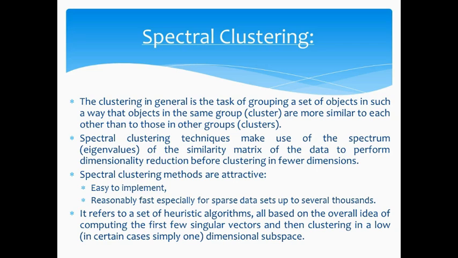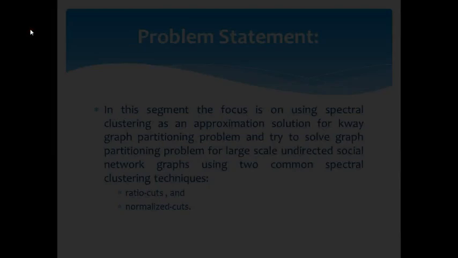Spectral clustering techniques in particular make use of the spectrum, or the eigenvalues, of the similarity matrix of the data to perform dimensionality reduction before clustering them into fewer dimensions. These methods are very attractive nowadays because they're very easy to implement and reasonably fast, especially for sparse data sets up to several thousands. In this process, we will refer to a set of heuristic algorithms, all based on the overall idea of computing the first few singular vectors and then clustering in a low, in several cases simply one-dimensional, subspace.